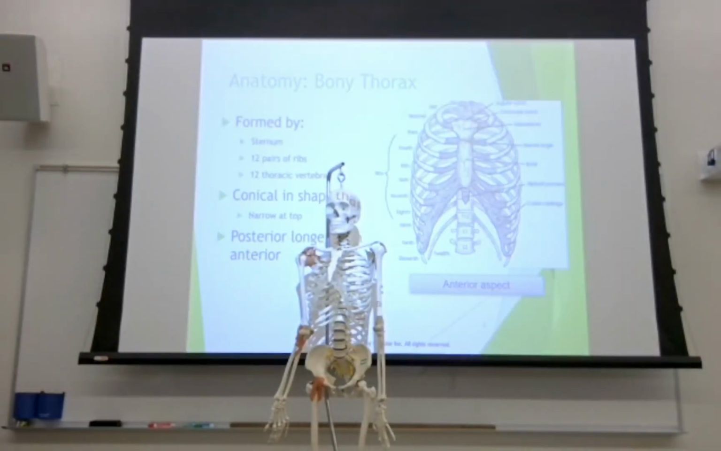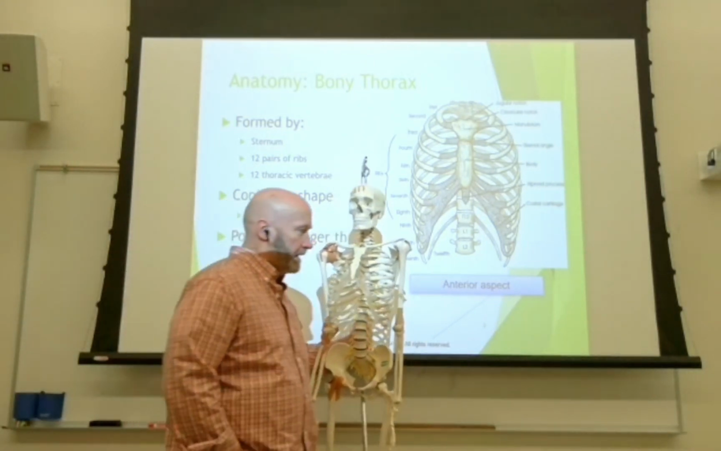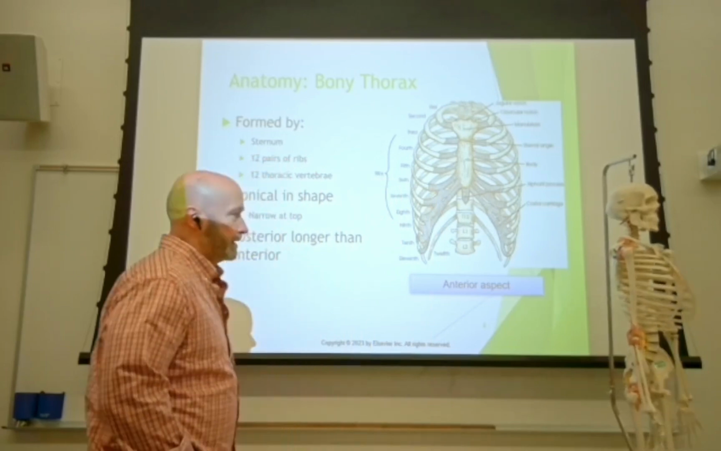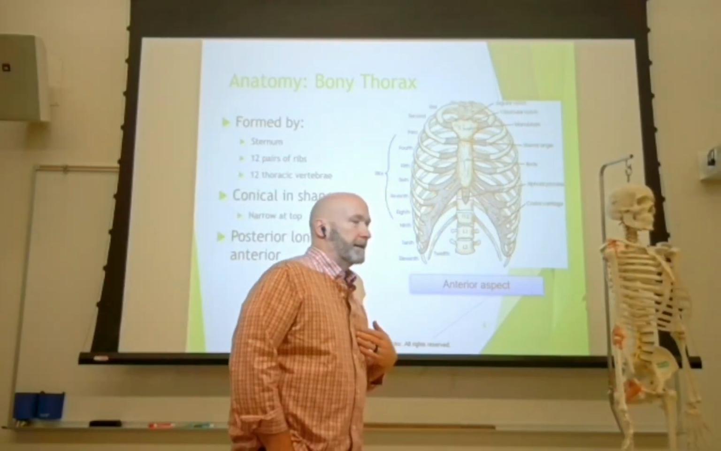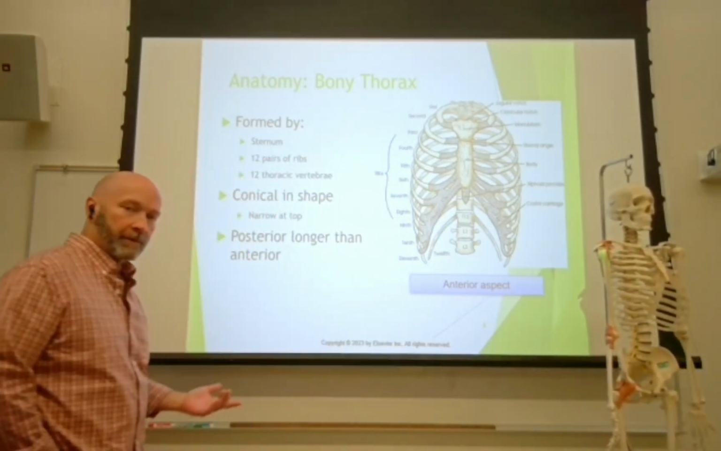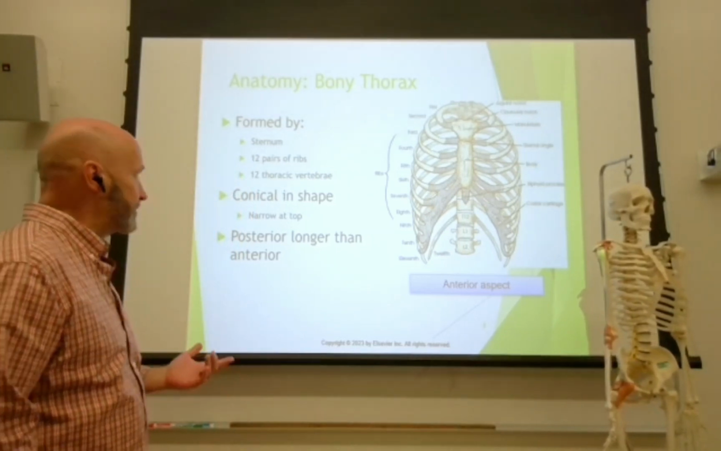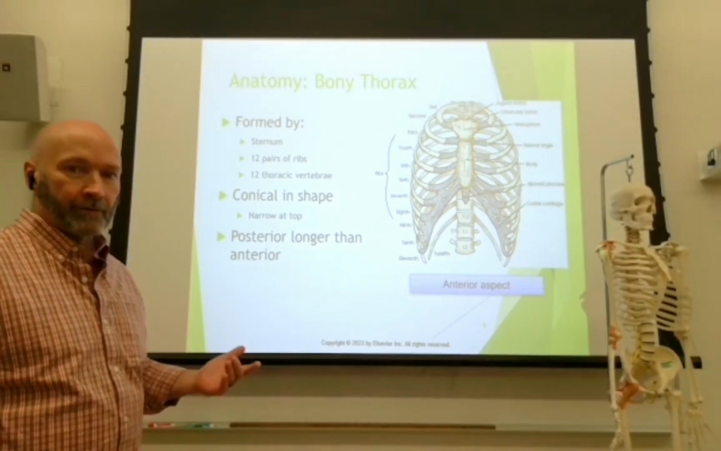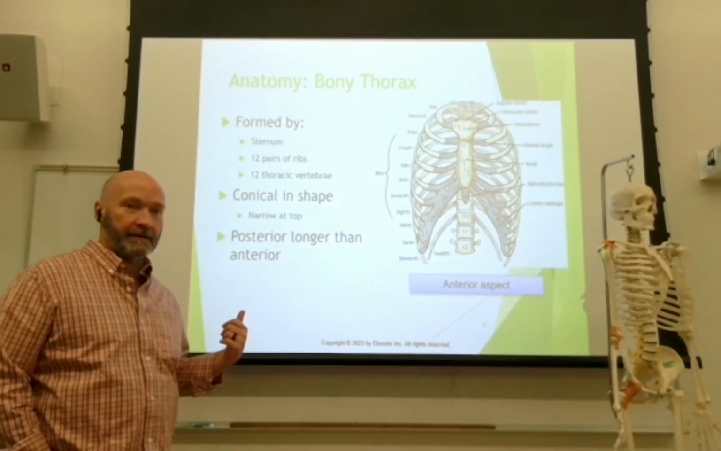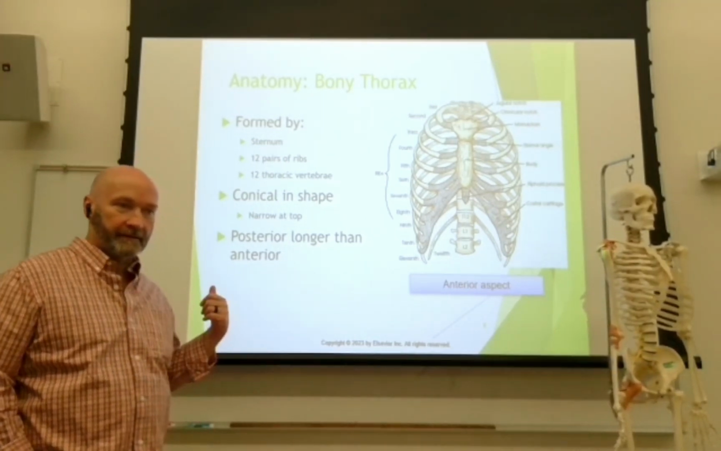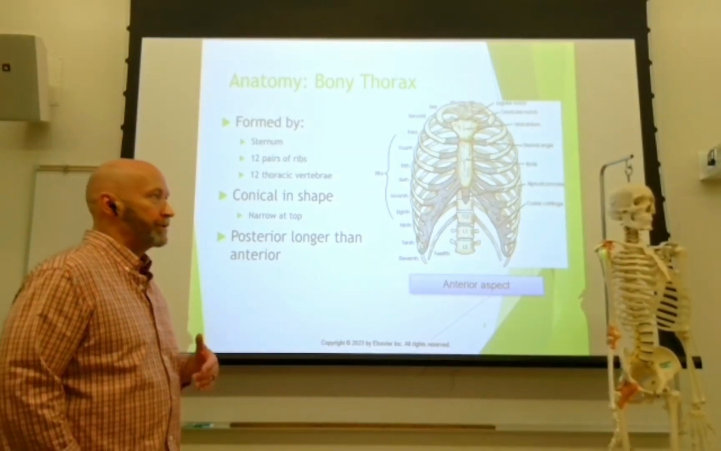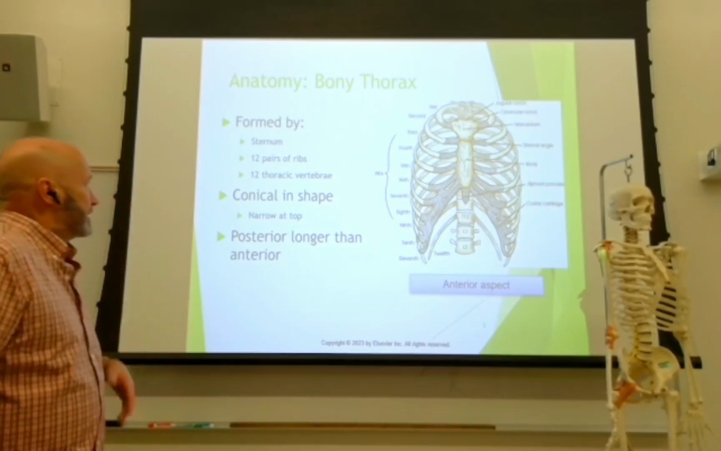So we're going to start with anatomy. So the bony thorax, let me get this guy out of the way. Bony thorax is formed by the sternum, the breastbone, and 12 pair of ribs. It's like what we talked about in thoracic viscera. And then you've got the 12 thoracic vertebrae. So even though we covered the thoracic vertebra in the vertebral section and spines, it does form a portion of the thoracic anatomy. It's conical in shape.